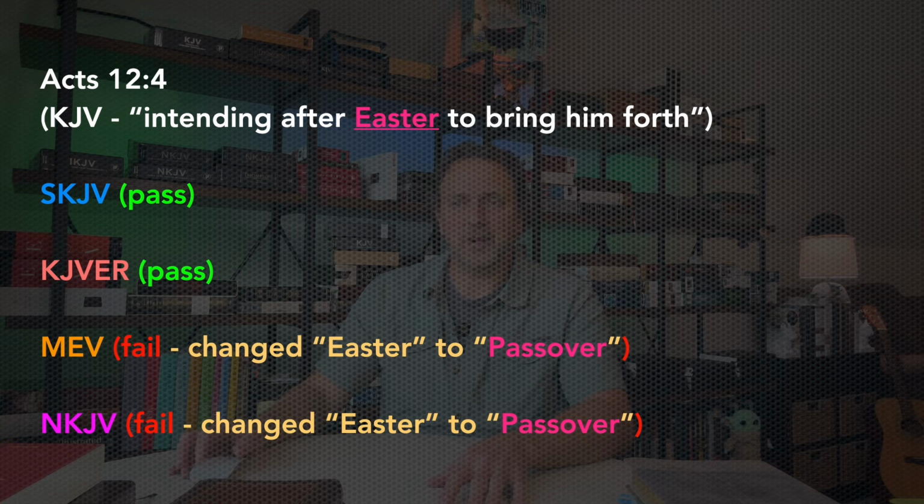Simplified is a pass. The KJVER is a pass. MEV and the New King James fail because they changed Easter to Passover. Guys, I'm not saying that Easter is right. I'm just saying that this is a fact, that the MEV and the New King James change it from Easter to Passover. I'm not saying which is right. I have studied this out, and I see both sides. I'm just letting you know which of these change it from the KJV.